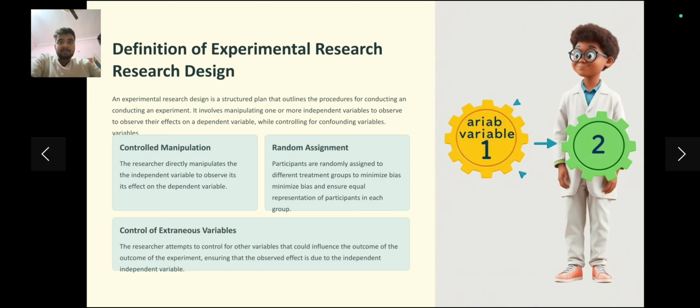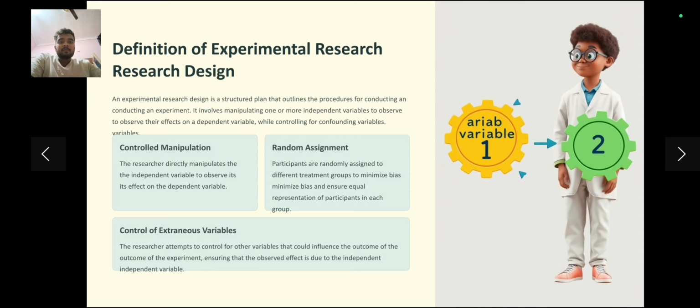Definition of experimental research design. Experimental research design is a structured plan that outlines the procedures for conducting an experiment. It involves manipulating one or more independent variables to observe effects on a dependent variable while controlling for confounding variables.